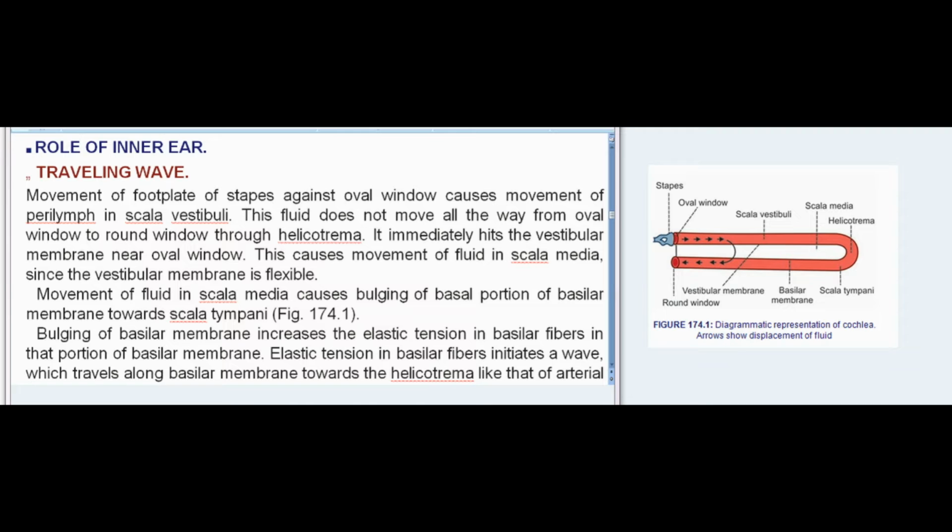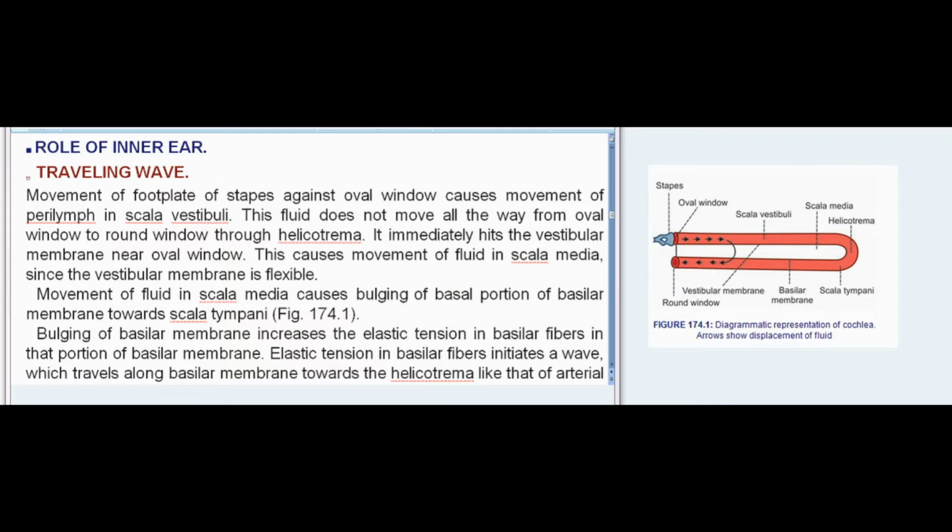Role of inner ear. Traveling wave. Movement of footplate of stapes against oval window causes movement of perilymph in scala vestibuli. This fluid does not move all the way from oval window to round window through helicotrema. It immediately hits the vestibular membrane near oval window. This causes movement of fluid in scala media, since the vestibular membrane is flexible.